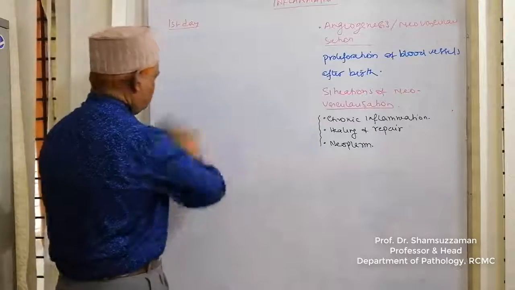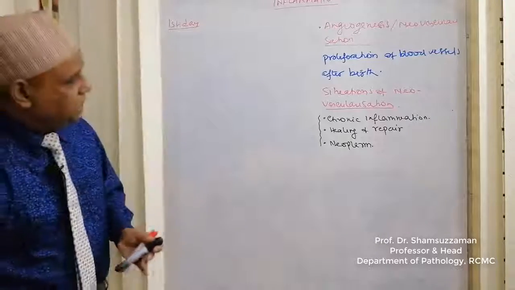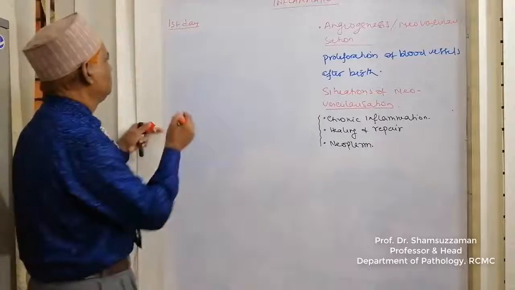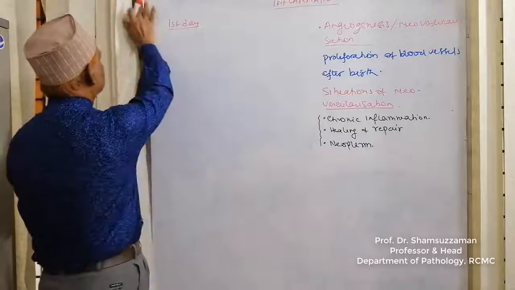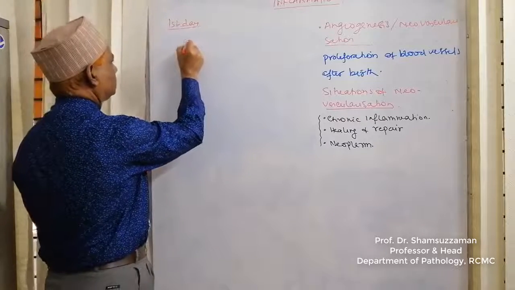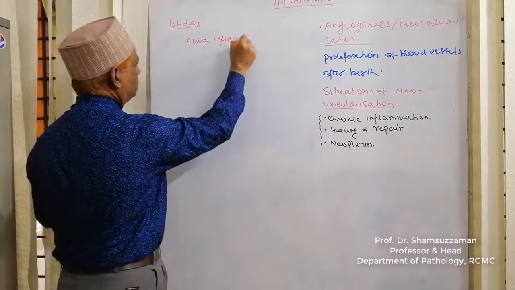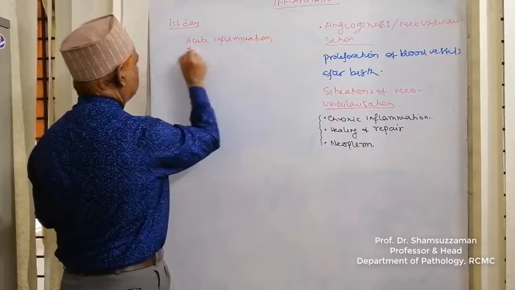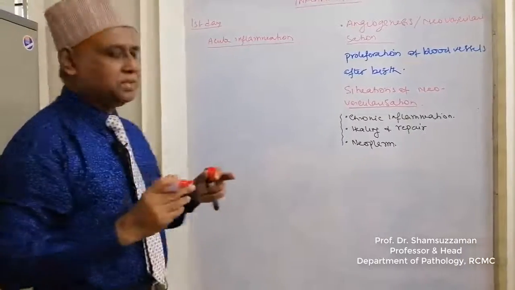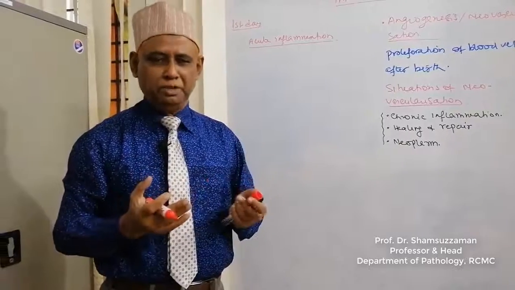Dear audience, now come to acute inflammation in detail. So what are the criteria of acute inflammation? It is sudden in onset, short in duration, and exudative in nature.